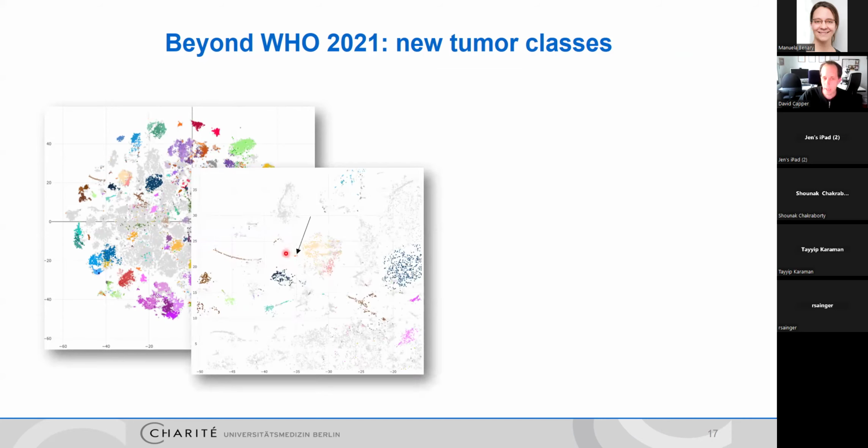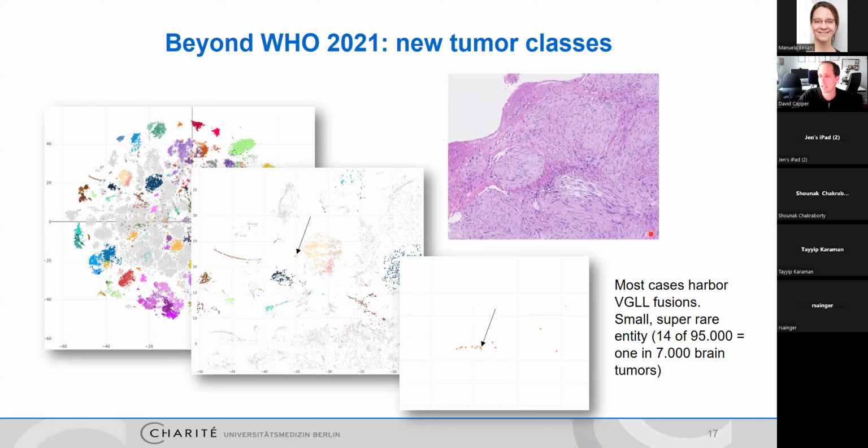This, for example, stood out as a very distinct little methylation group. We looked at a few of these cases histologically, and they also had a very distinct histology. Despite growing centrally within the brain tissue, they look very much like a schwannoma, which is usually a peripheral nerve sheath tumor. We analyzed several of these cases, and RNA sequencing identified that most of them, likely all, have fusion genes in a gene called VGLL. And we are quite convinced that we have now identified a very, very rare new brain tumor entity.